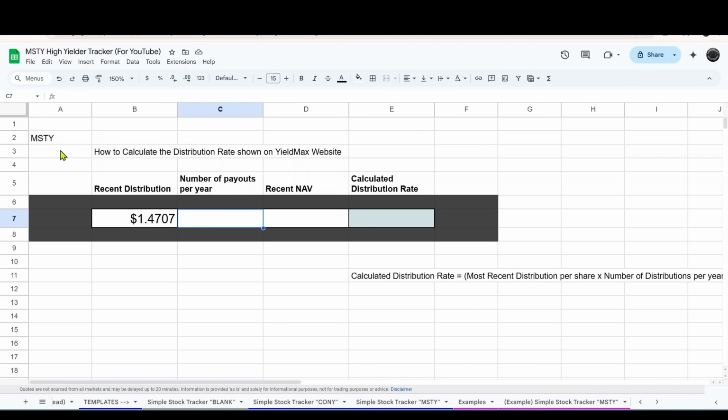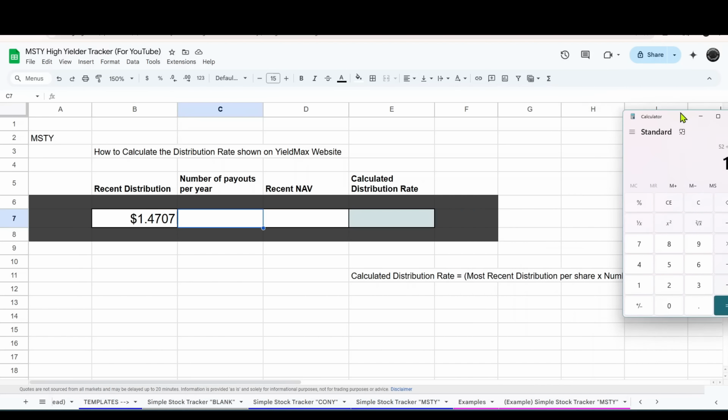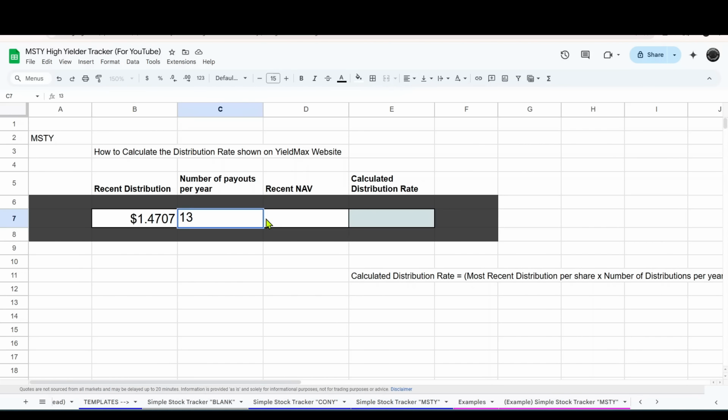Now, how many payouts does MSTY pay in a year? Well, we'll pull over the calculator, and I'm sure 99% of you already know how many payouts, but just for the new people, we know that MSTY pays out every 4 weeks. And since there's 52 weeks in the year, we can simply say 52 weeks divided by 4 gives us a total of 13 payments. So we're going to enter 13 into that cell right here, 13 payments.